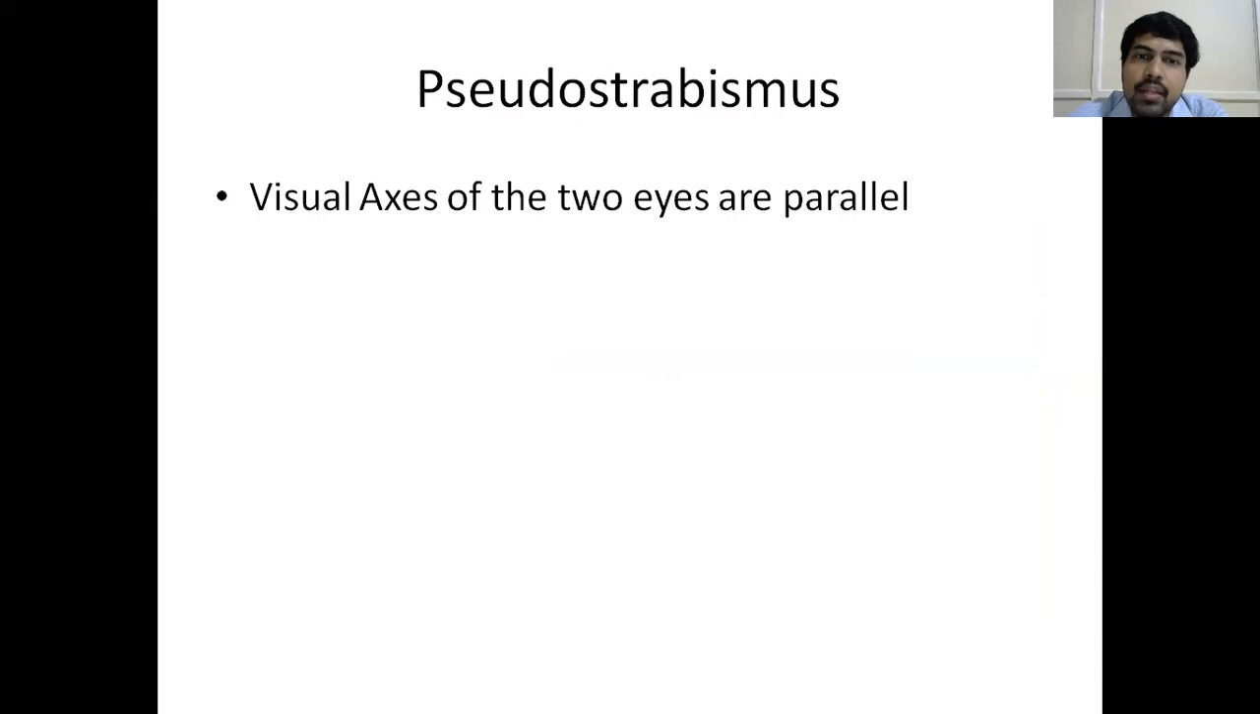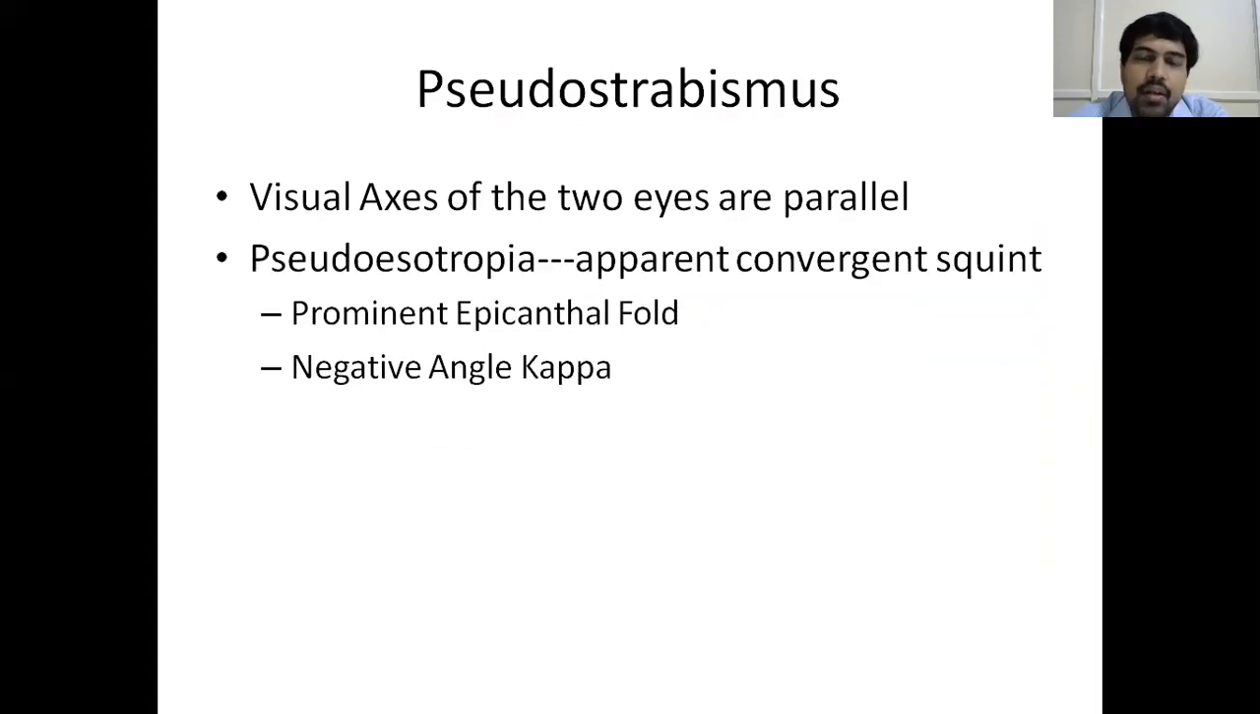Here the visual axes of the two eyes are parallel. That is, both eyes are looking straight. But we get a false impression that there is some misalignment of the visual axis or a deviation of the eyeball. Pseudo means false. We get a false impression that there is squint. It is because of some alterations in the adnexal part of the eyes. For example, I'll show you in diagrams.